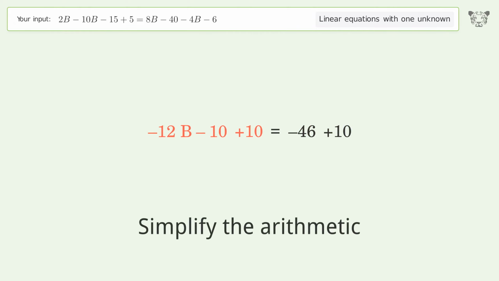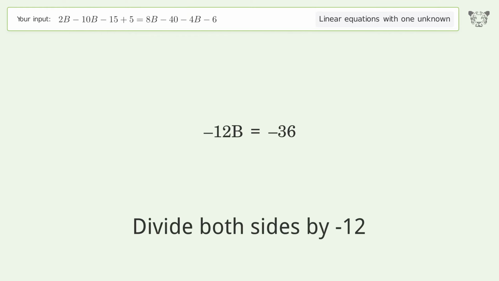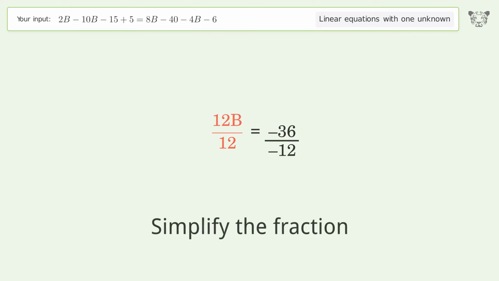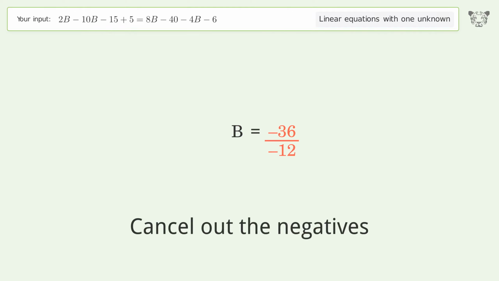Simplify the arithmetic. Isolate the b. Divide both sides by -12. Cancel out the negatives. Simplify the fraction. Cancel out the negatives.